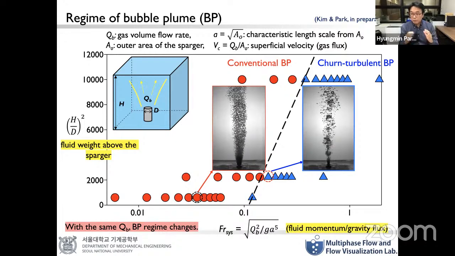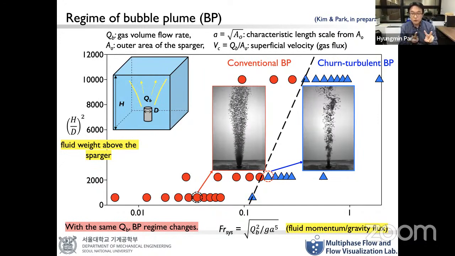And at the same time, the bubble plume tends to drag the liquid upward, right? And then at the same time, that liquid will go downward due to gravity. So that is the counteracting effect, which is the gravity flux. So the Froude number is the counterbalance between the fluid momentum induced by the bubble plume and the other effect that tries to go down due to gravity, and their relation.